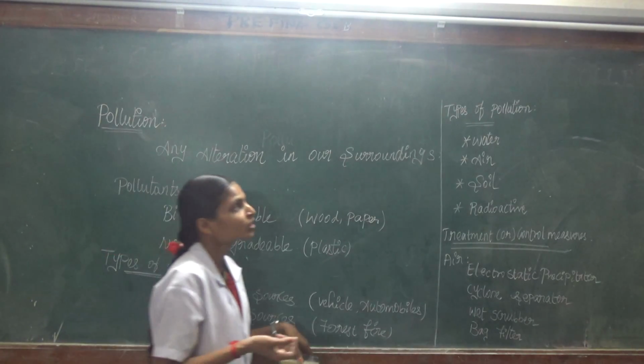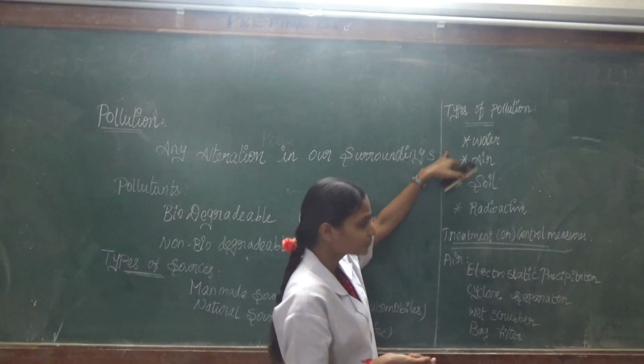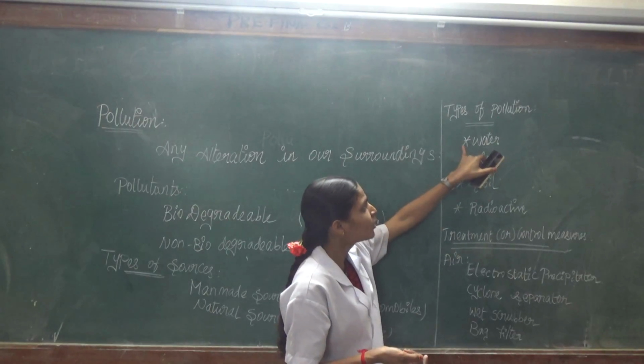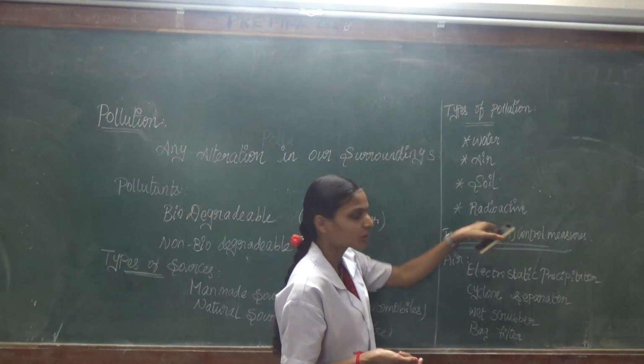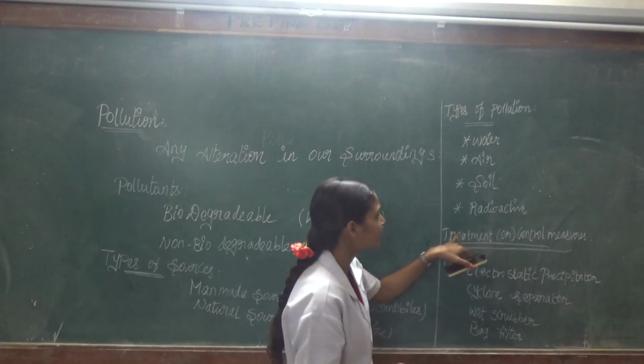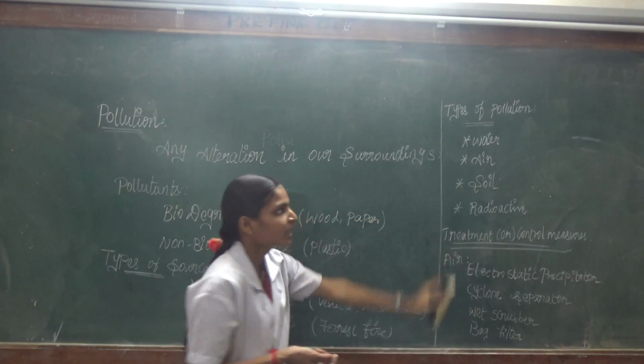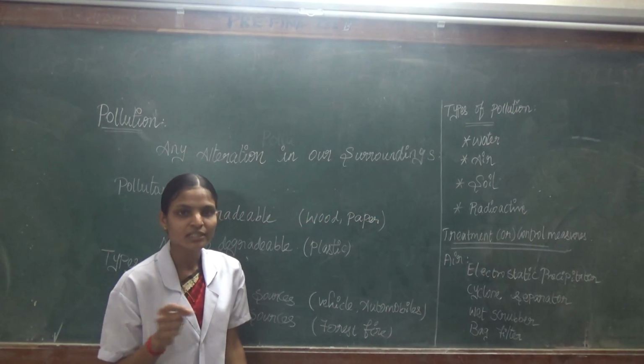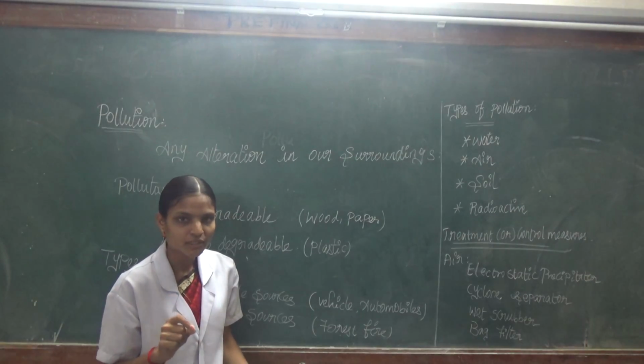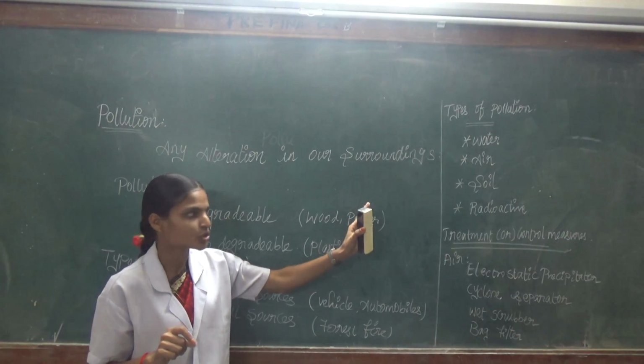The next one, now we are going to see types of pollution. It is classified into water pollution, air, soil, radioactive, thermal and nuclear pollutions. First we are going to see water pollution. If there is any change in physical, chemical or biological characteristics of water, that is termed as water pollution.